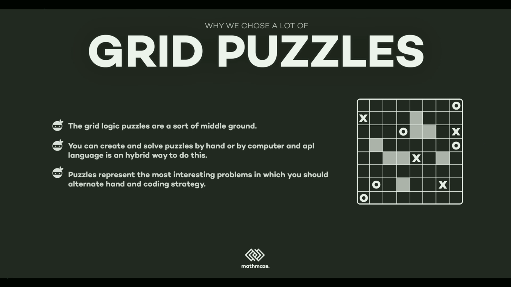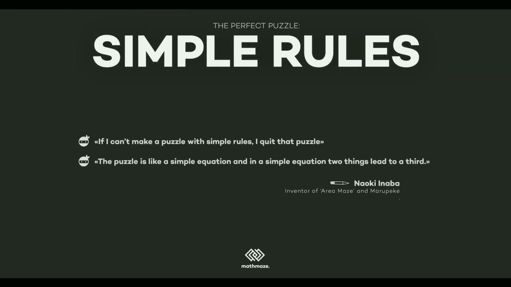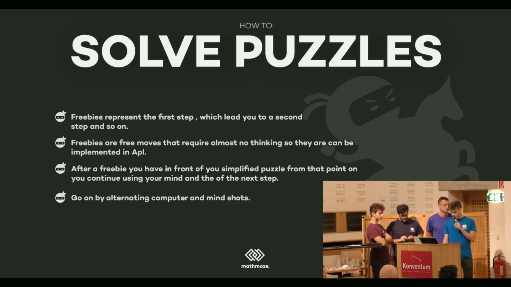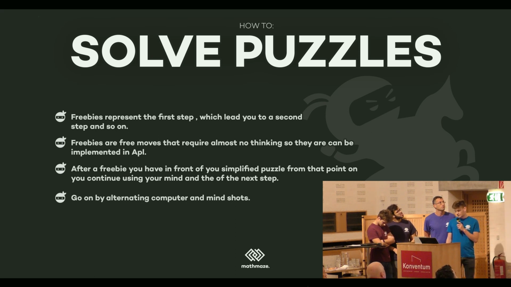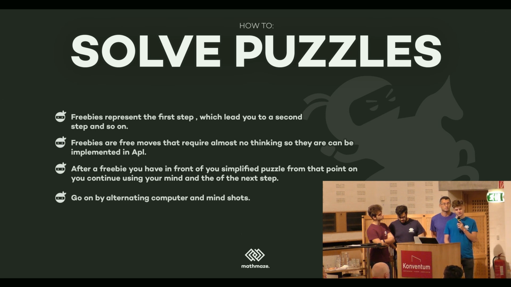Okay, grid puzzles cover a main part of our competition. They are fun and can be easily transposed in APL with a matrix. The best way to solve them is both by hand and with coding. They also have simple rules, and this makes them easy to understand. To solve these problems, you first have to identify freebies. Freebies are mandatory steps due to puzzle rules, and you do not have to think a lot about them. So you can base your code on these. These let you simplify the problems and help you to solve them by hand.